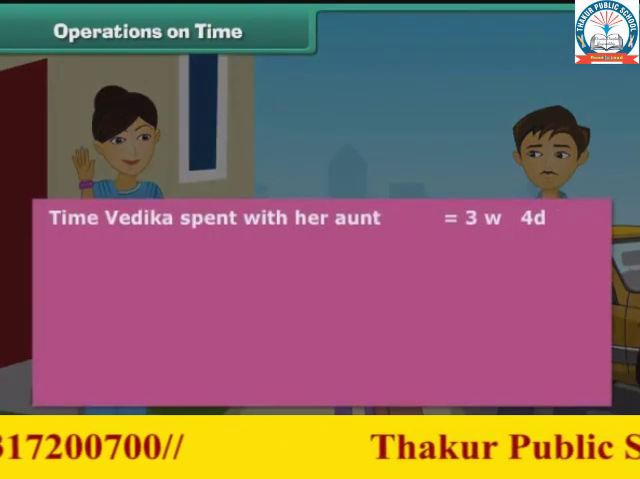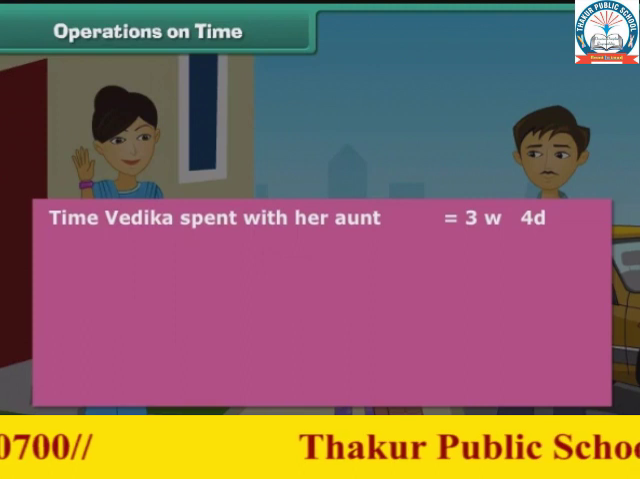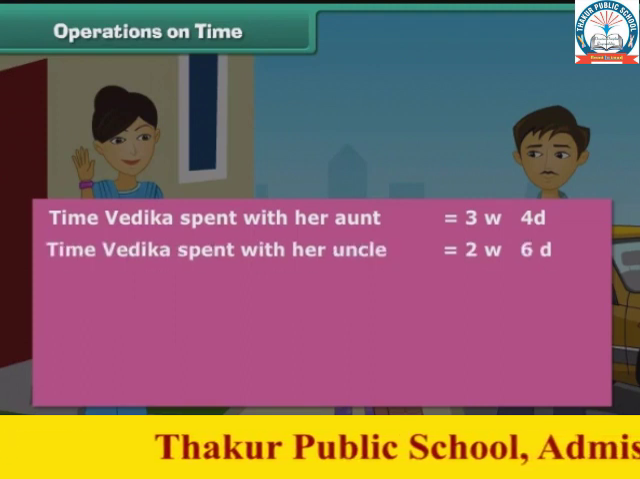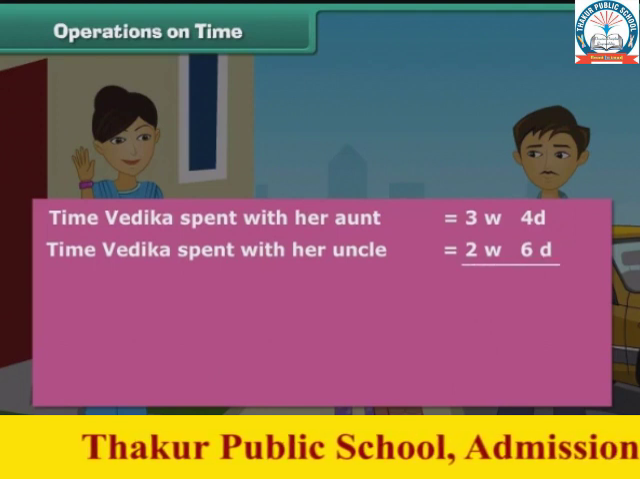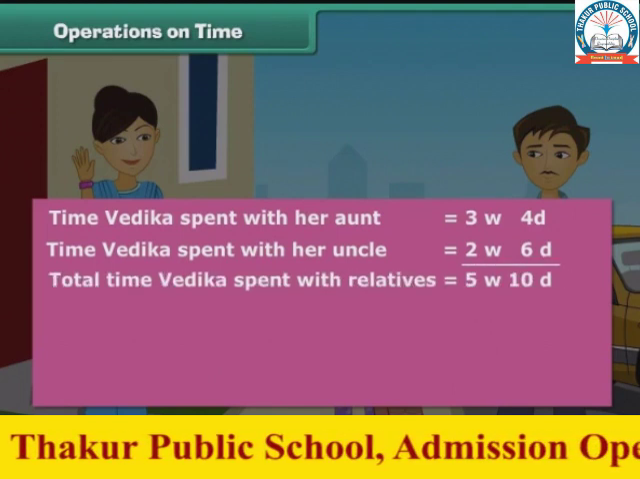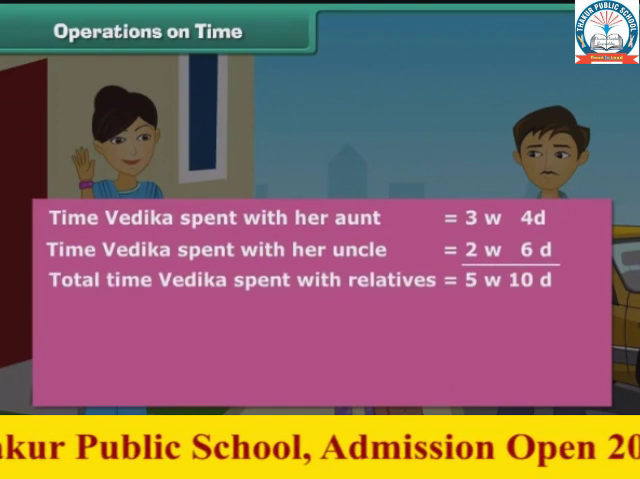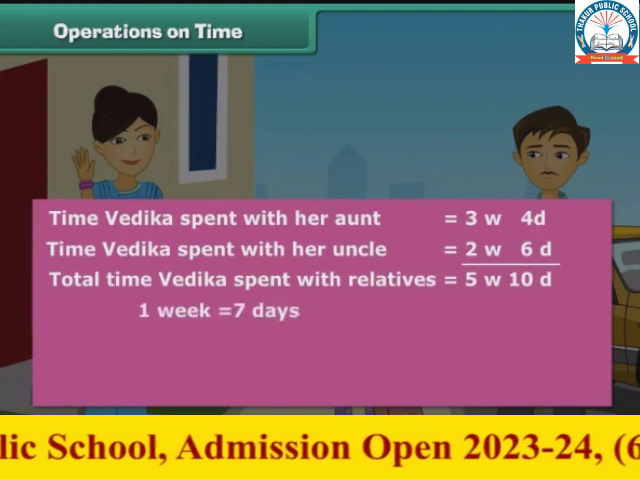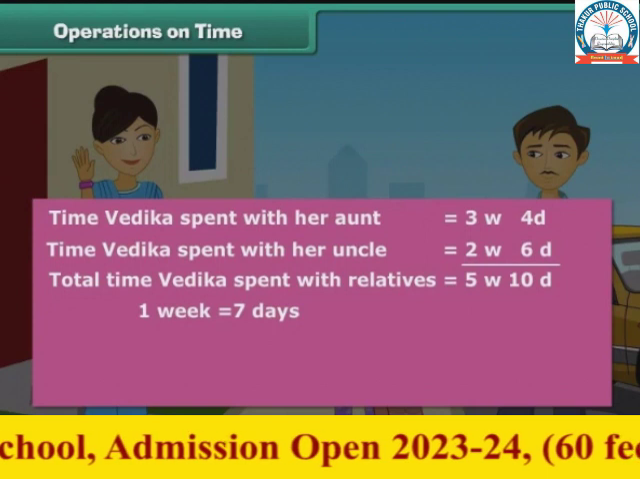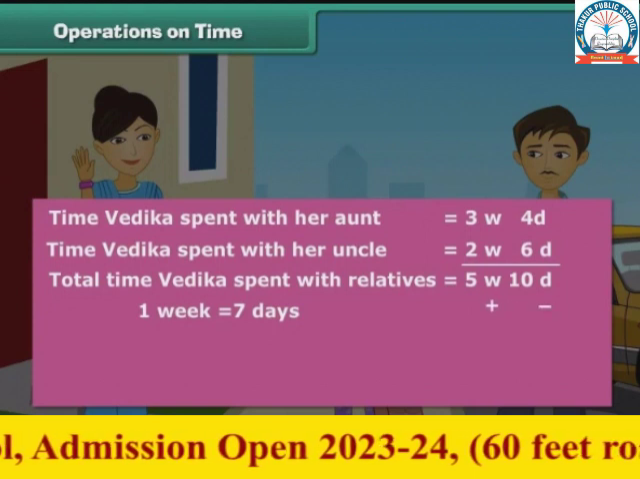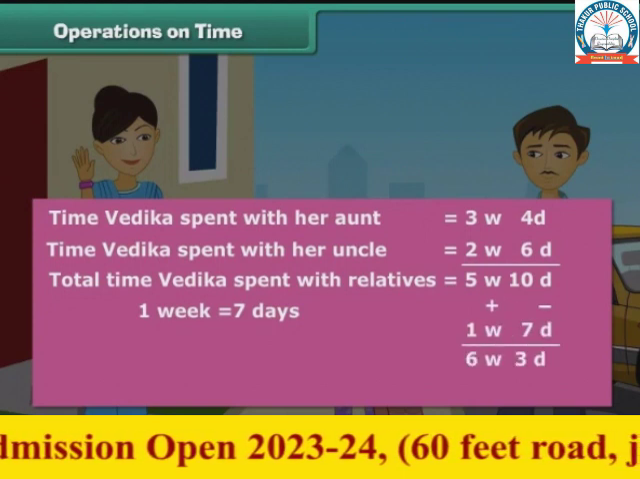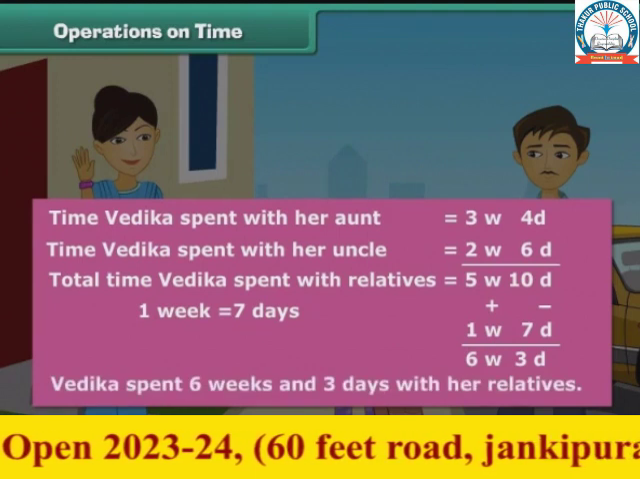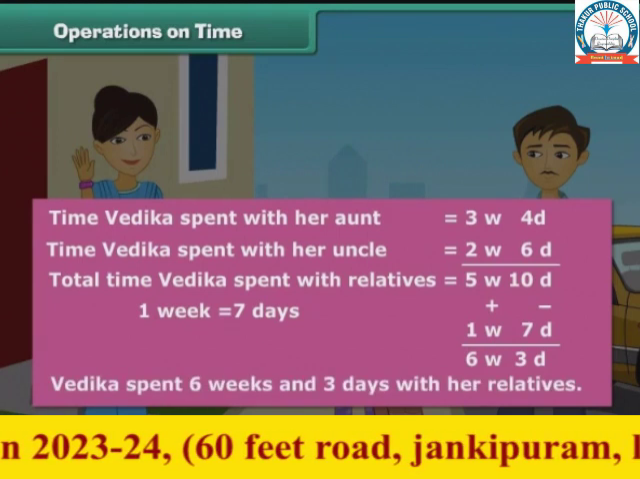Time Vedika spent with her aunt is 3 weeks, 4 days. Time Vedika spent with her uncle is 2 weeks, 6 days. Total time Vedika spent with relatives is 5 weeks, 10 days. We know that 1 week is equal to 7 days. So we subtract 7 from 10 days and add 1 to 5 weeks. Therefore, Vedika spent 6 weeks and 3 days with her relatives.